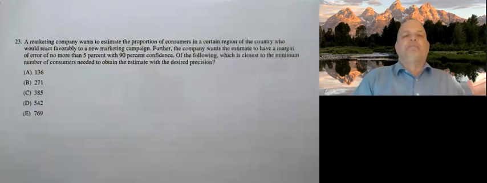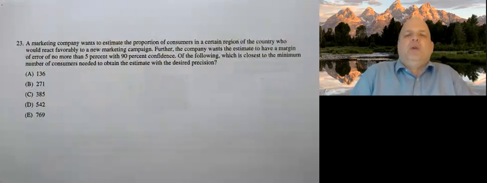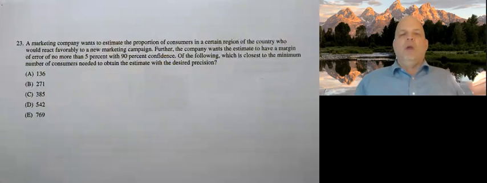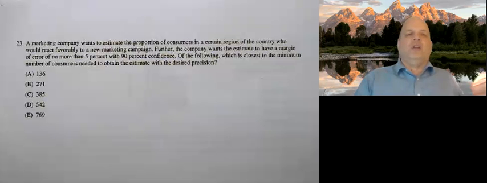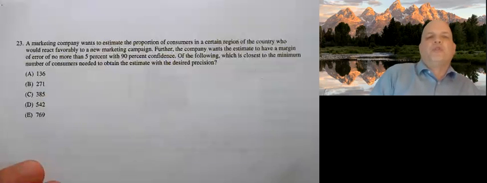Number 23, a marketing company wants to estimate the proportion of consumers in a certain region of the country who would react favorably to a new marketing campaign. Further, the company wants to have a margin of error of no more than 5% with 90% confidence. Which of the following is the closest to the minimum number of consumers needed to obtain the estimate with desired precision? All right, so we have a marketing company, and we're looking for a proportion here.